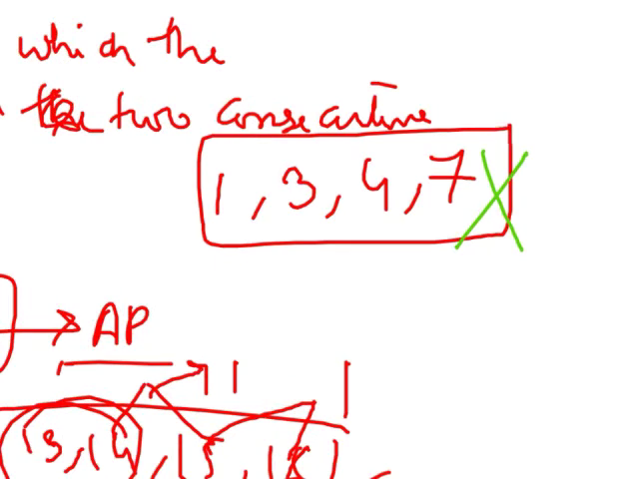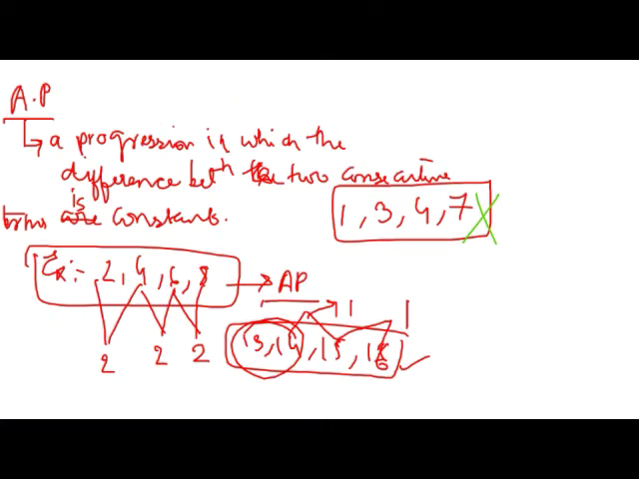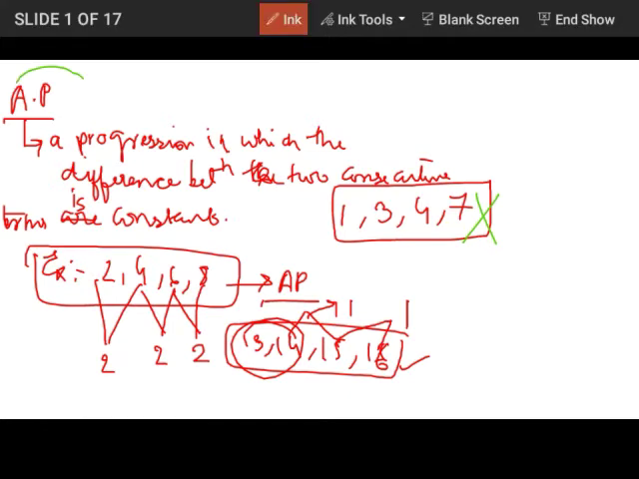So I hope that the basic definition of an AP is clear to all of you. You have all studied this in your class 10th and 9th, right? So I hope that this is clear. I'm repeating it once again, that AP is a progression in which the difference between any two consecutive terms is constant. Okay, and we have seen some examples.